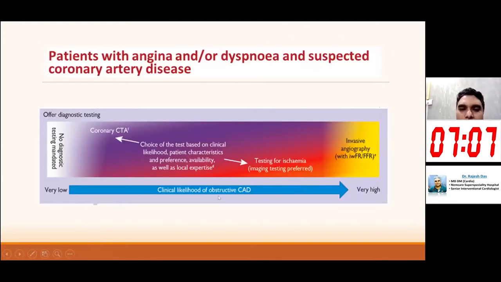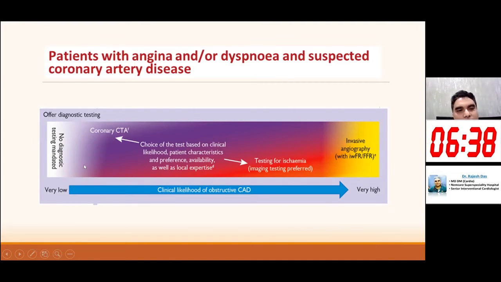Depending on the clinical likelihood, or probability of CAD, we can choose our diagnostic tool. Suppose the probability of CAD is very high, for example the patient has typical angina and multiple risk factors. In that scenario, we would rather advise invasive angiography to determine the therapeutic option for that particular patient.